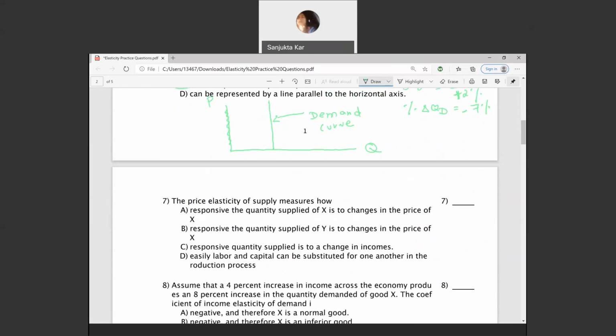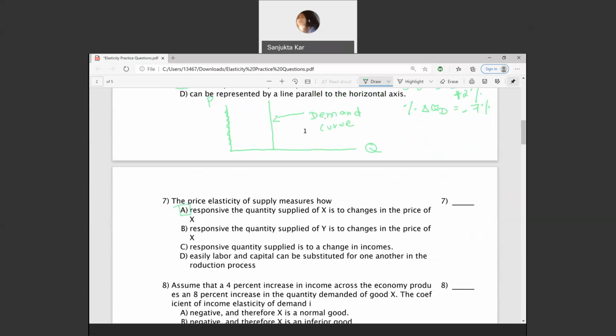Question number 7. Price elasticity of supply measures responsiveness of quantity supplied of X to changes in the price of X. Okay, this one's the answer here.